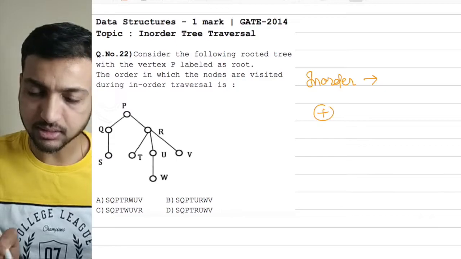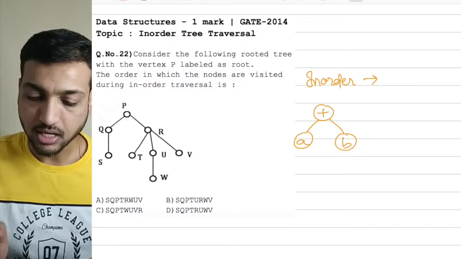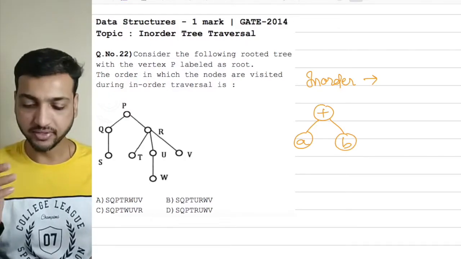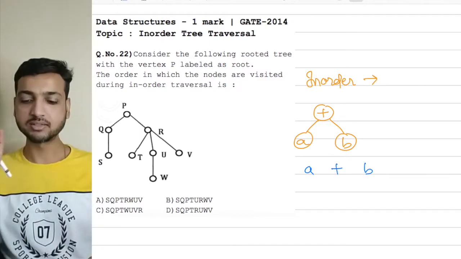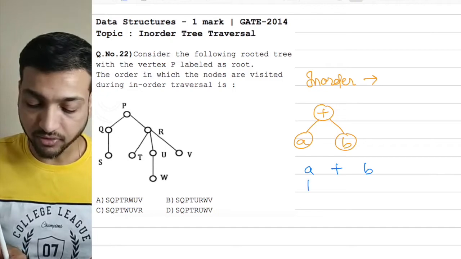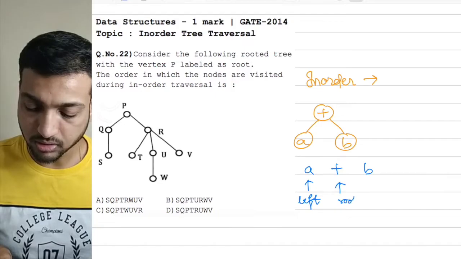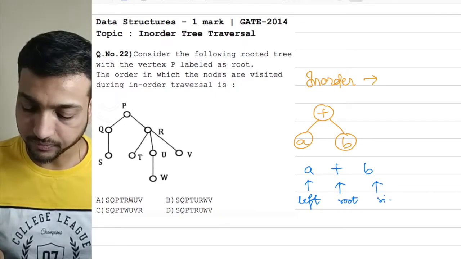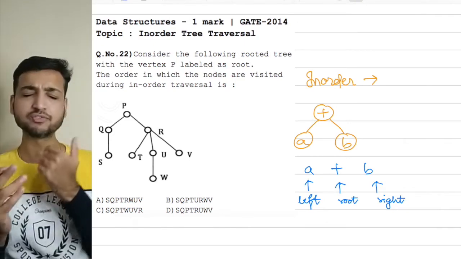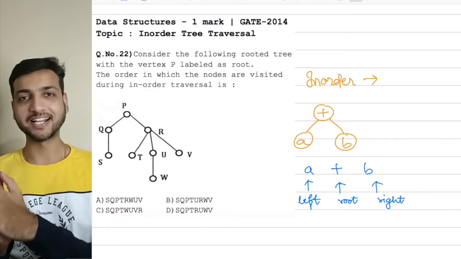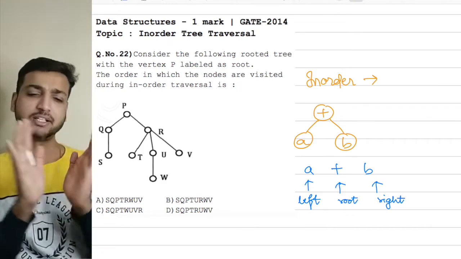So let's consider plus as the root of a tree, and it has two children, A and B. Now the in-order traversal of this tree is going to be A plus B. The point to note is we first visit the left, then we visit the root, and then we visit the right. So this is the definition of an in-order traversal of a tree. First we visit the left, then the root, and then the right. So once we know this definition, now let's apply it to the input binary tree.